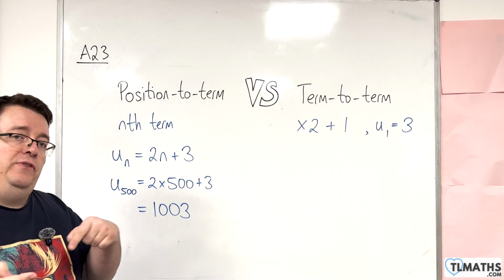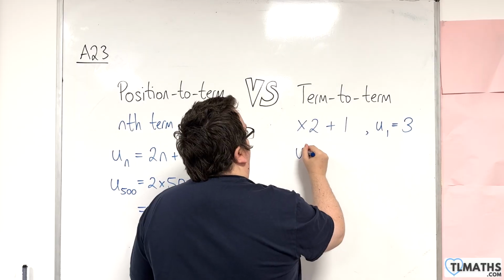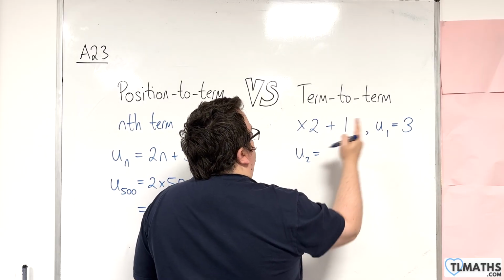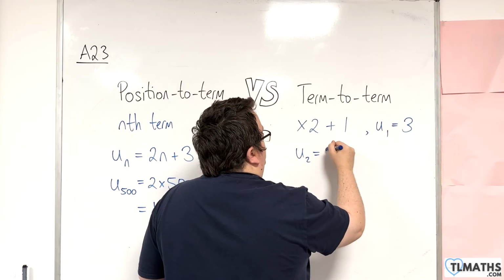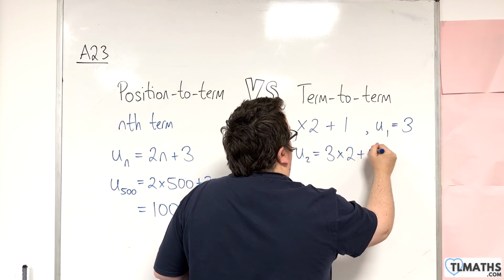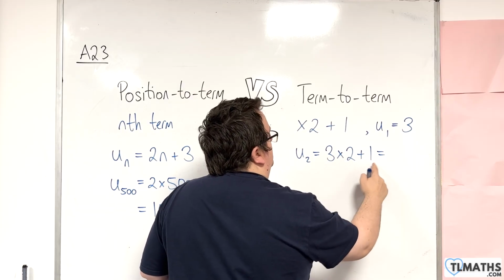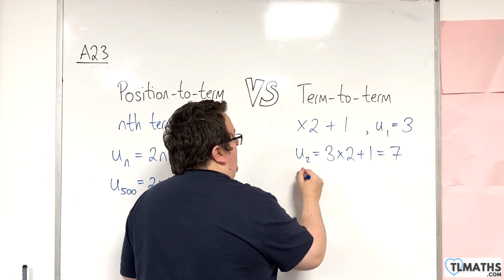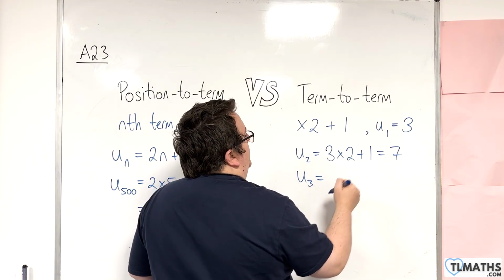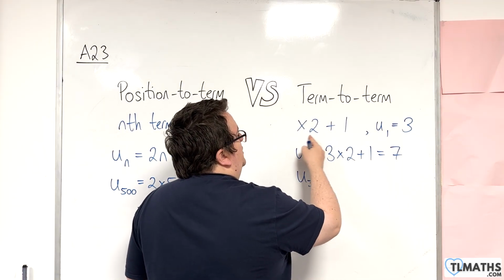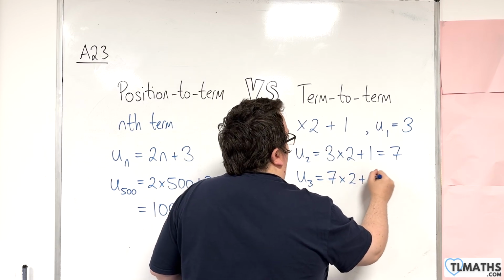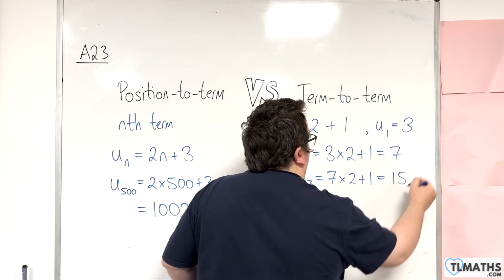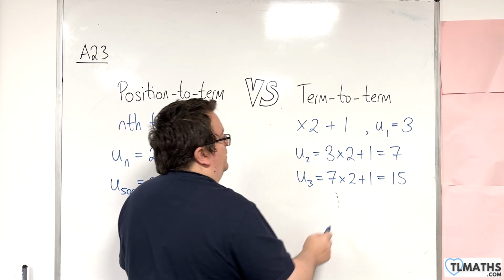So to get to the second term in the sequence, I would need to multiply the previous one by 2 and add 1. So I do 3 times 2 plus 1. So that's 6 plus 1 is 7. And to get the third term, I need to multiply the previous term by 2 plus 1. So 7 times 2 plus 1 is 15. And so on and so forth.